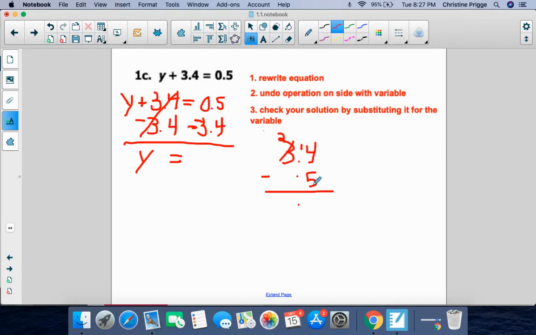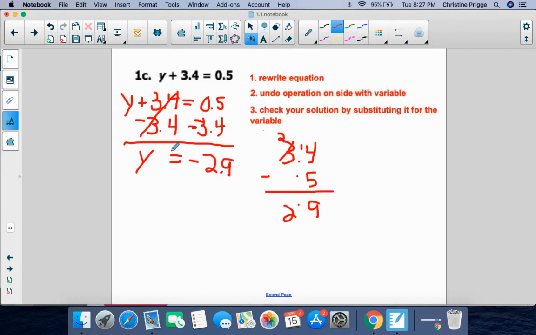So I'm going to borrow and subtract. 14 minus 5 is 9. 2 minus 0 is 2. The sign of my larger absolute value is negative, and my answer, I get negative 2.9. Okay? Now, am I done? No. I need to do step 3, check my solution.